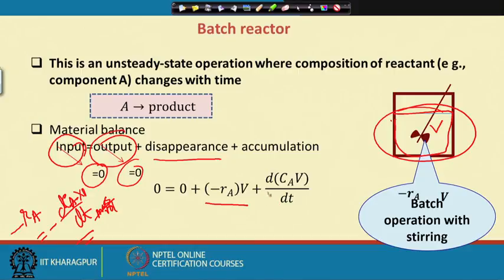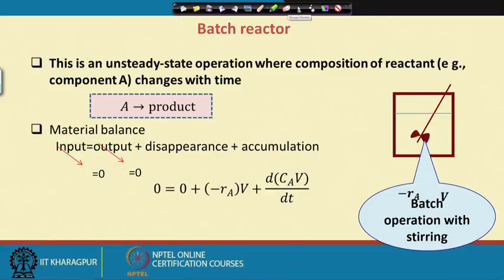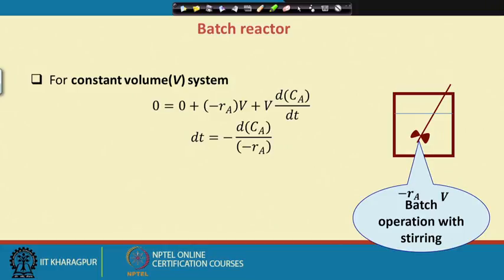Then you consider all the components that take part in the reaction. What is this? This is the rate of accumulation of A in the system. So this is dCA into V by dt. Now this equation I can write in this form: dt equals minus dCA by minus R. Now if we want to find out the batch time, how can we do that?